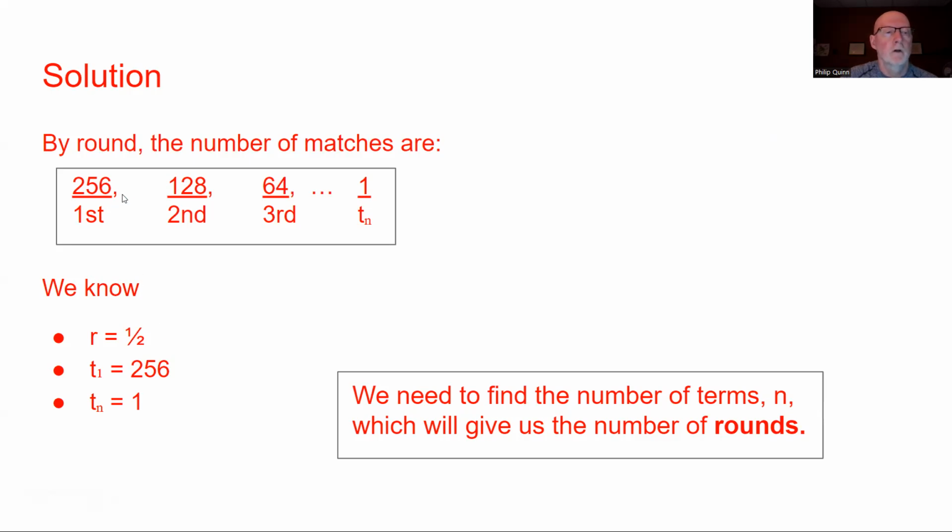So every term is divided by 2, but we think of geometric sequences and series as the common ratio being a multiplier number. It's a factor. So yes, we're dividing by 2, but we're multiplying by 1/2. Let's think about it as multiplying by 1/2. So r is 1/2. T1 is 256. That's the number of matches initially. Tn is 1. Now we need to find the number of terms, n, which will give us the answer to the first part of the question, which is the number of rounds. Okay, n will give us the number of rounds.